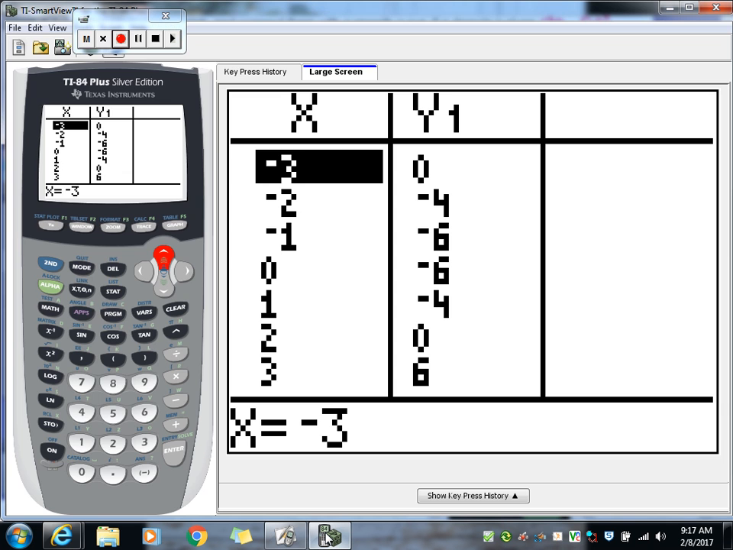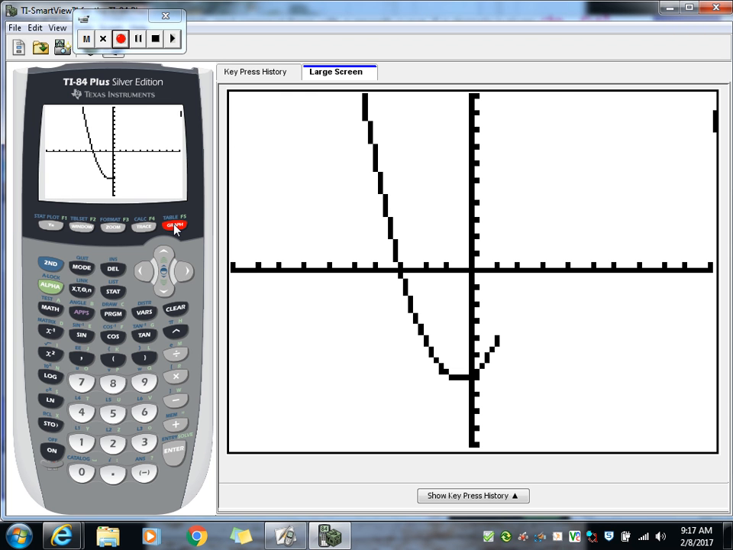So now what I want to take a look at for a second, if we go back to our calculator, push just the graph button. Let's take a look at the graph. So here's our -3, 0, our -2, 4, our -1, 6.